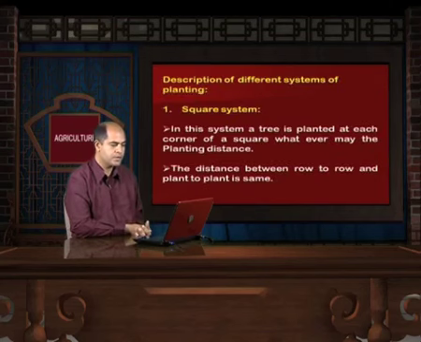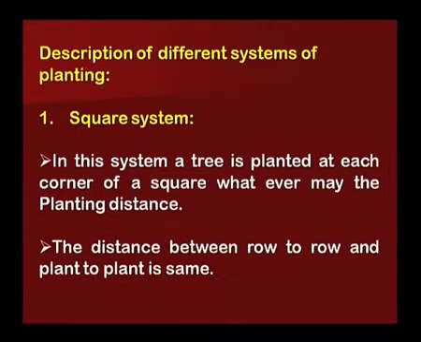Description of different systems of planting. The first one is the square system. In this system, a tree is planted at each corner of a square, whatever may be the planting distance. The distance between row to row and plant to plant is the same.